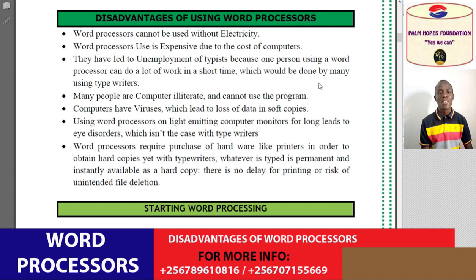Word processors cannot be used without electricity. Here it means that if you have to use these word processors, because they are soft copies, you have to install them. They are softwares. You have to install them on a certain computer, and we learned that a computer is an electronic device. Being an electronic device, it means that it uses electricity. So to use these word processors, you must be connected to electricity. That is why we say that word processors cannot be used without electricity.